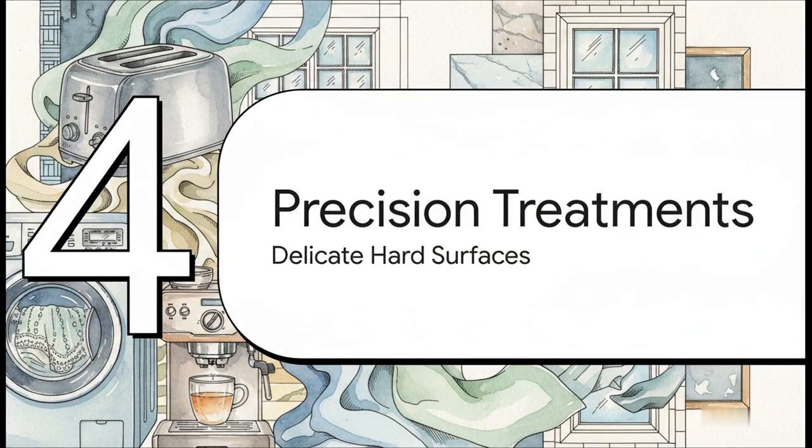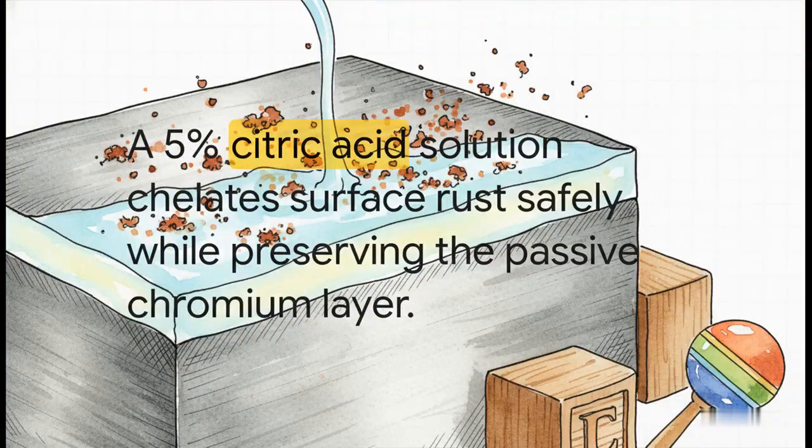Let's shift gears. Section 4, Precision Treatments for Delicates. Let's look at stainless steel. A critical professional insight here is that rust on stainless steel is almost always just surface contamination from external iron particles, like steel wool residue or hard water. It's not a failure of the base metal itself.